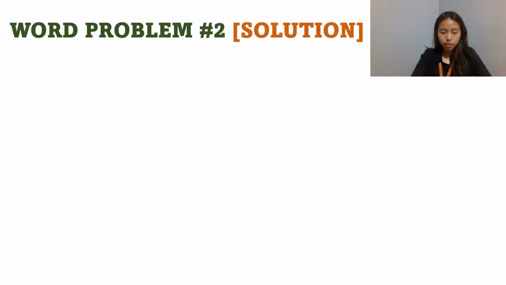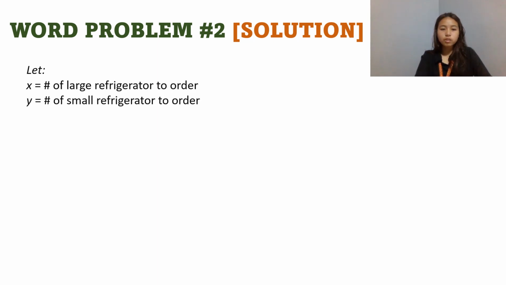So, word problem number 2 solution. To define the decision variables, let x equal the number of large refrigerators to order and y equal the number of small refrigerators to order.